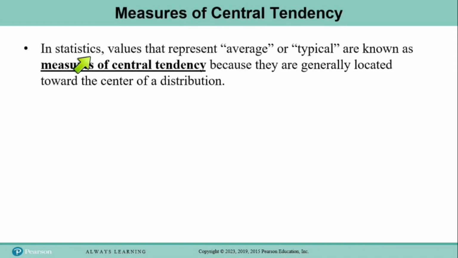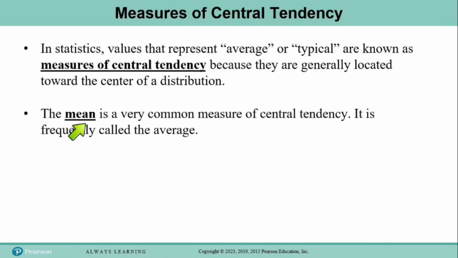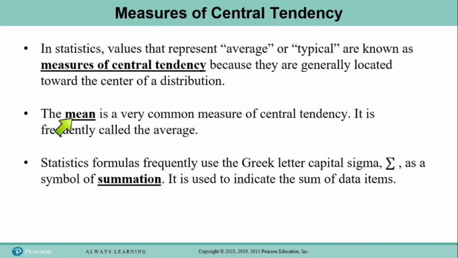So in statistics, values that represent the average or the typical value are known as measures of central tendency because they're generally located toward the center of a distribution. Now, the mean is a very common measure of central tendency, and it's frequently called the average. And we all know how to average a group of numbers together, so that's the mean. And we're going to look at it in detail in just a few minutes. But we know that to find the mean of a data set, you add all the data values together and divide by the number of data values.